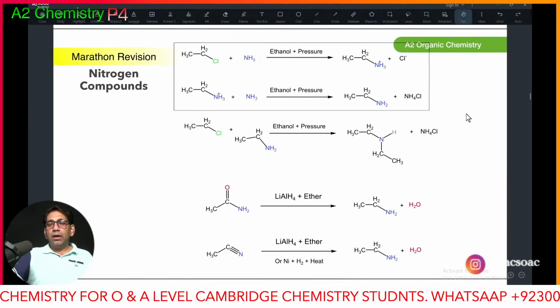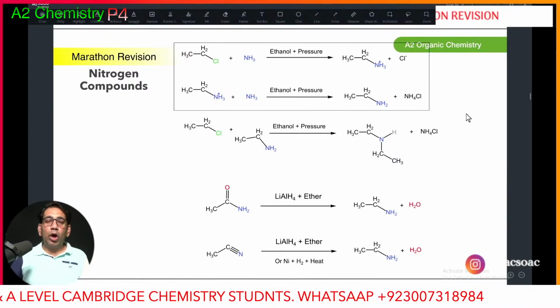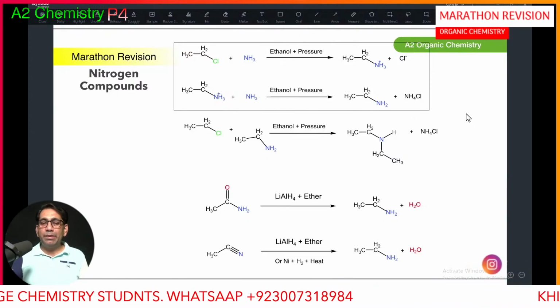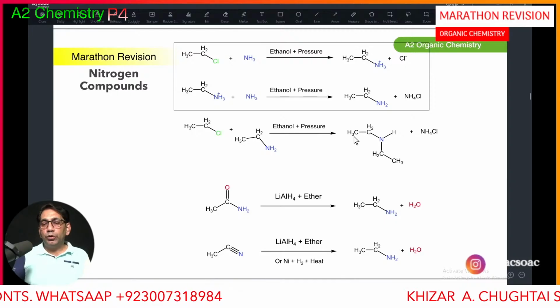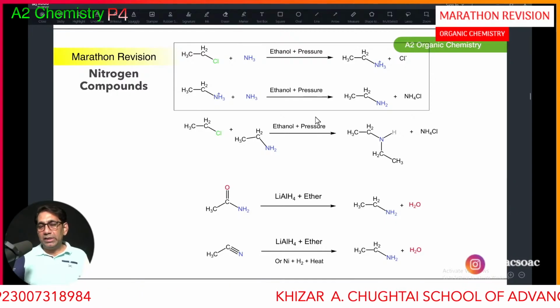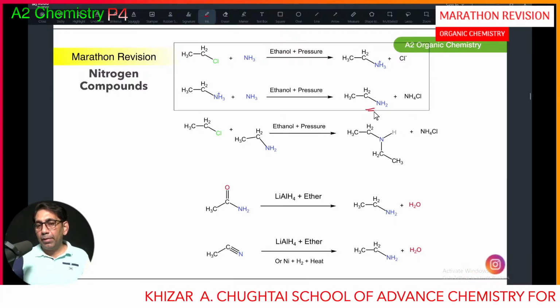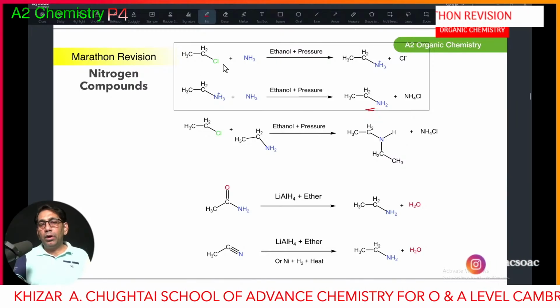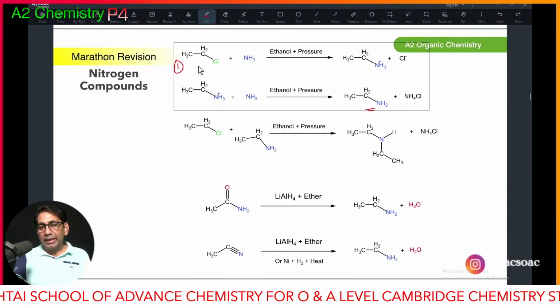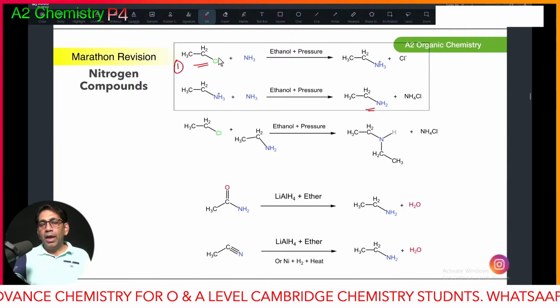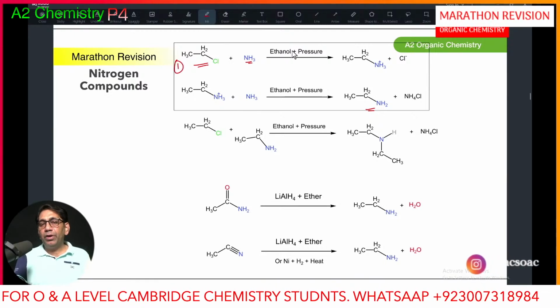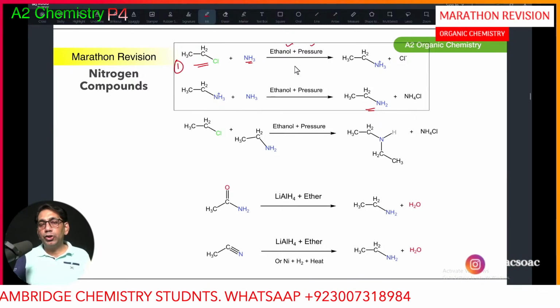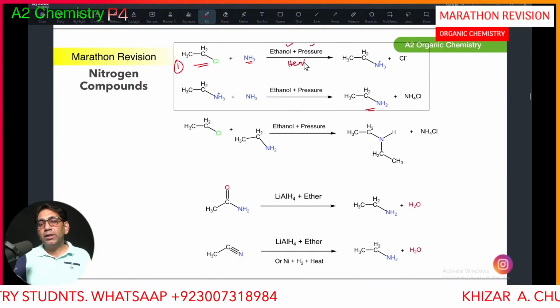Next thing is the other one, nitrogen compounds, how they can be synthesized. I mean, simply amines and amides, you can say. So how to synthesize primary amine in this case? First of all, one possible method is to use haloalkane. In haloalkane, I'm going to add NH3, ethanol, pressure, and heat as well.